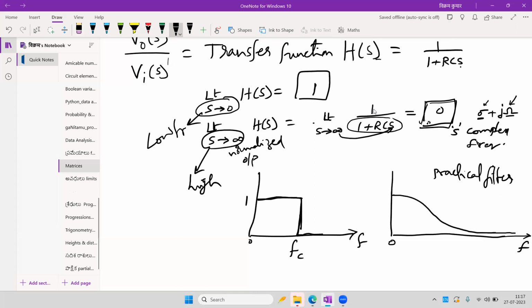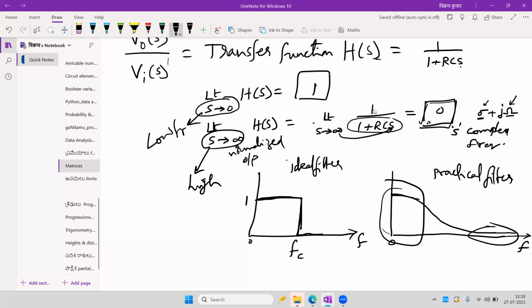Practical filter. This is an ideal filter. An ideal low pass filter will allow only low frequencies. This is the low frequency area, so these low frequencies are passing. If it has a low value, it will pass that frequency. If it has a high value, it will not pass.